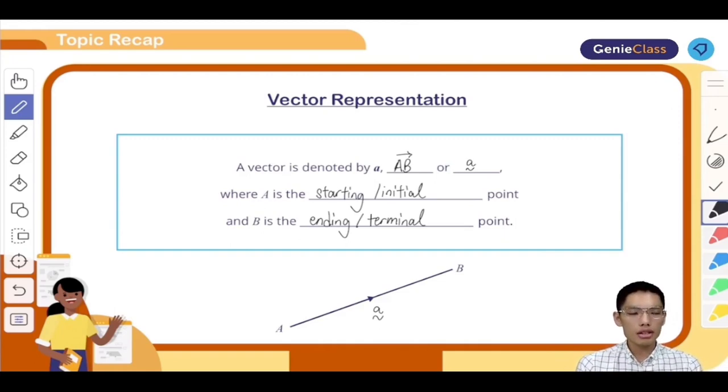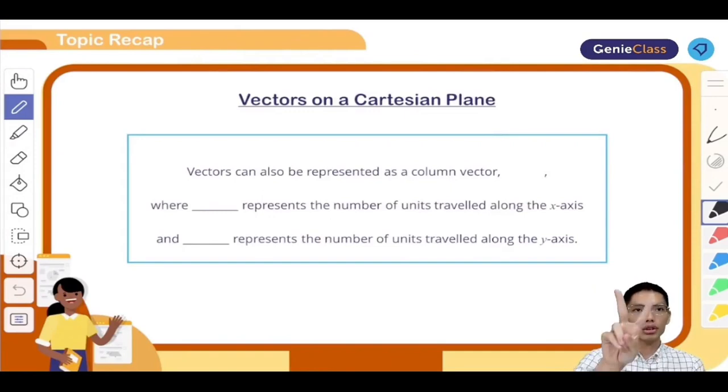Now, in this case of vectors, how do we represent them? Let's recap. We are only talking about the x and y axes on the Cartesian plane. Remember, you only have the x and y axes, or the other way around.